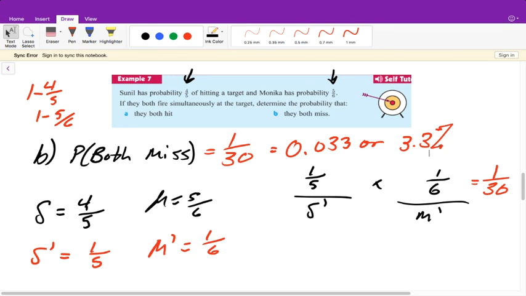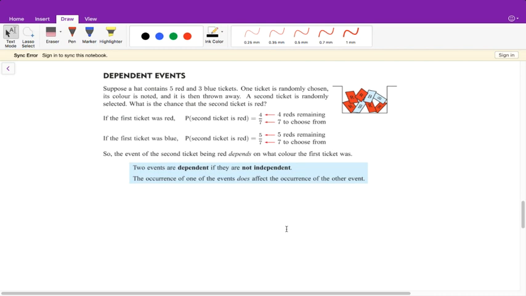So now we're going to talk about what happens when they are dependent, where one outcome affects the other. All right. Here we're going to talk about dependent events. So suppose that a hat contains 5 red and 3 blue tickets. One ticket is randomly chosen, the color is noted, and it's thrown away. It's not put back in. And a second ticket is randomly selected. What is the chance that the ticket is red?